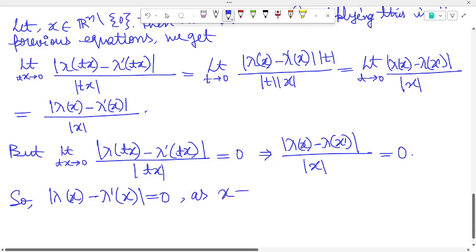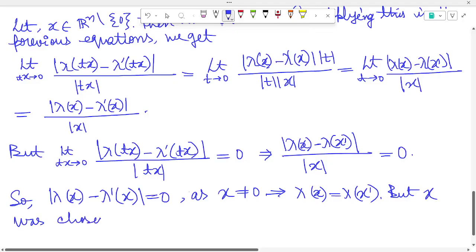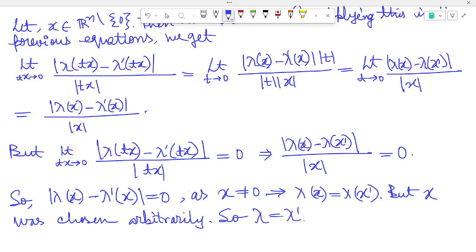Minus x, non-zero. X is non-zero in Rn. Which implies lambda x equals lambda dash of x. But x was chosen arbitrarily. So actually lambda equals lambda dash. So the proof is done.